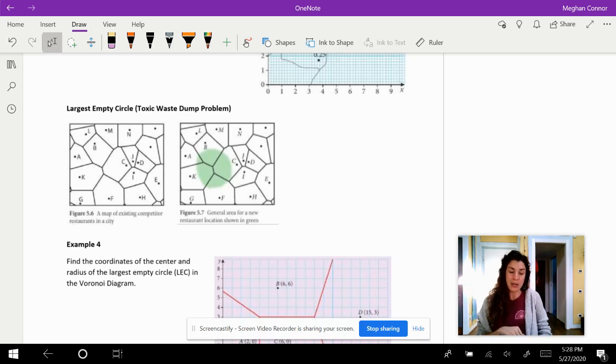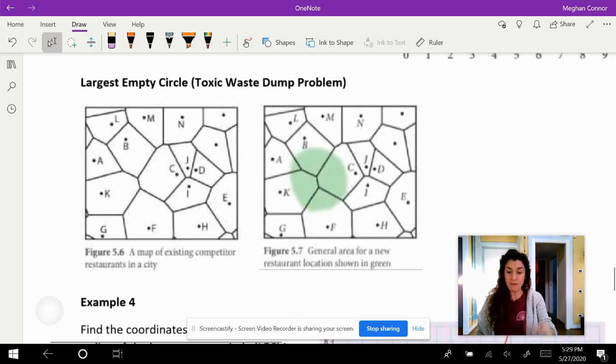Another way is called the largest empty circle. It's typically referred to as the toxic waste dump problem. I like to think about it like if I were a business person and I wanted to figure out where to next place my next chain restaurant or shop or a clothing store, right? You would look at the Voronoi diagram of the places of business that you already own. So you can see here on the left, that's what's going on. And then you say, well, where is the desert? Where is the place where we have a big open space, right?